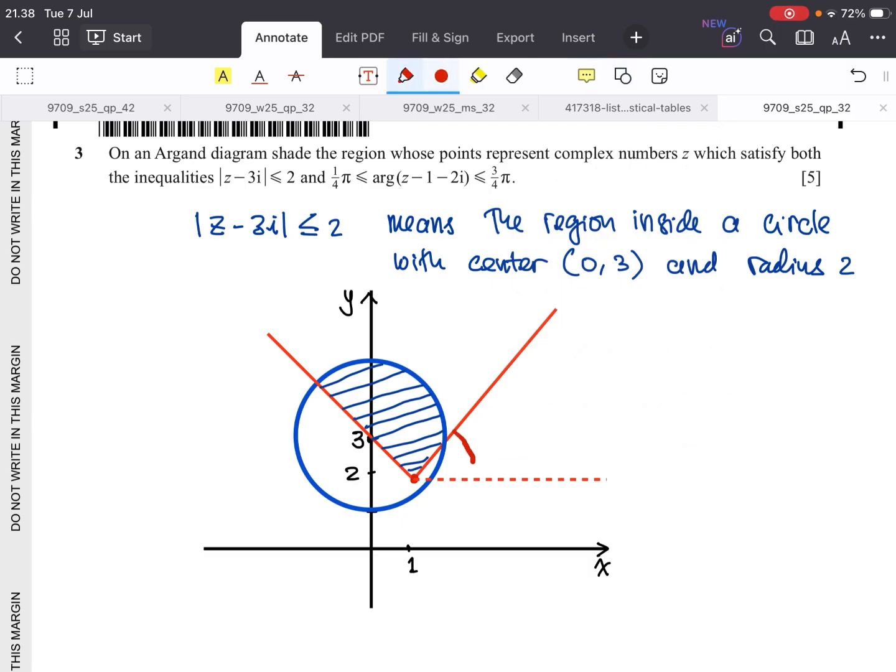So this one is π/4 up to 3π/4. And don't forget the starting point is (1, 2). So the wanted region is the one that I shade there.